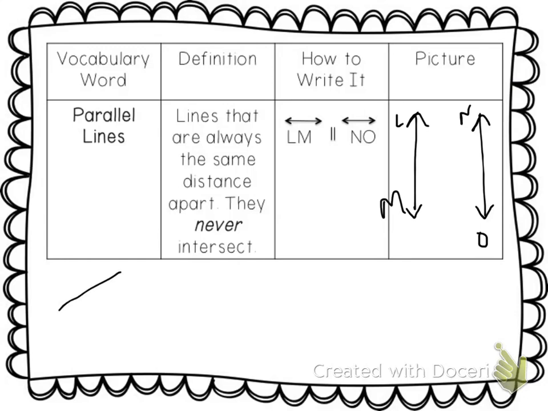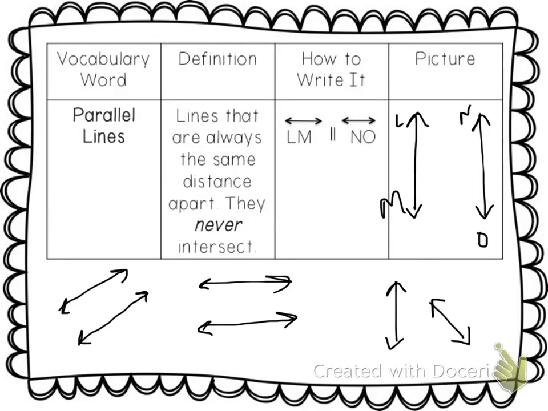So we could also see parallel lines that are slanted. We might see parallel lines like this. If we had two lines that looked like this, they would not be parallel because they're going to continue forever and eventually they're going to cross. So that would be a non-example. Those are not parallel. Even though they're not crossing in the picture, they're going to cross eventually.